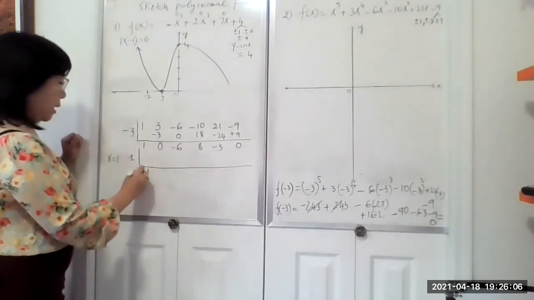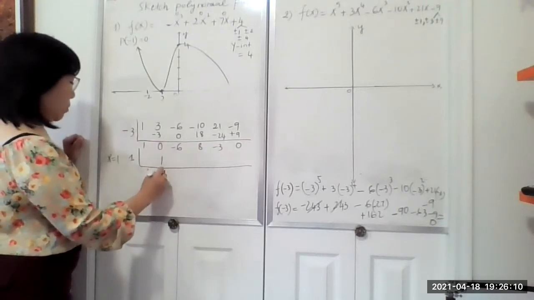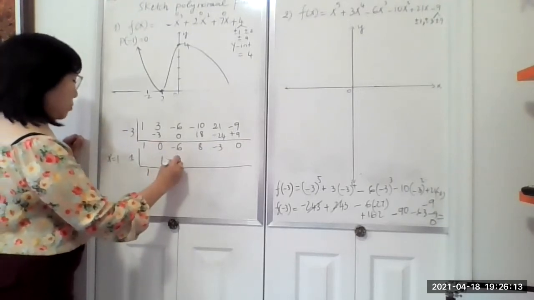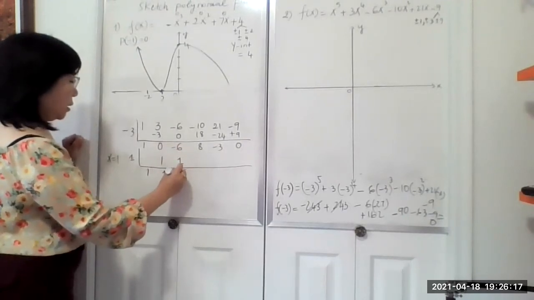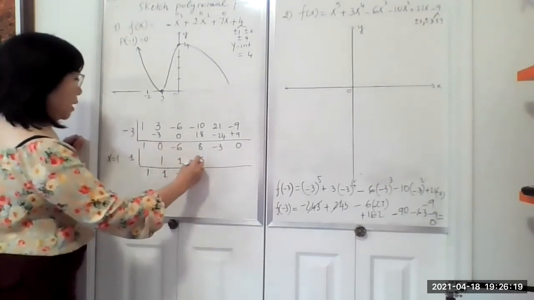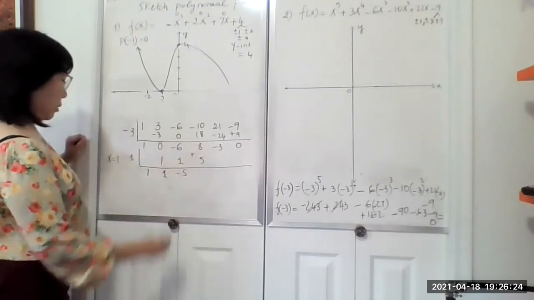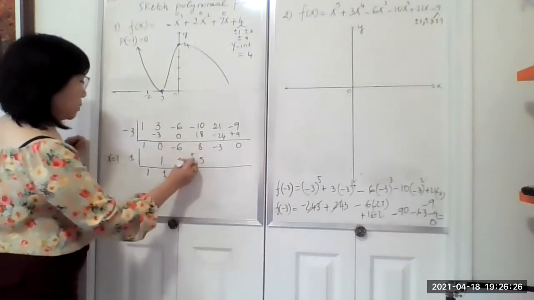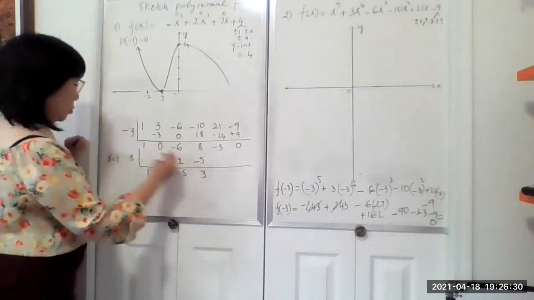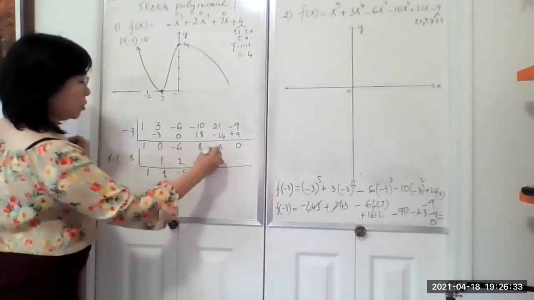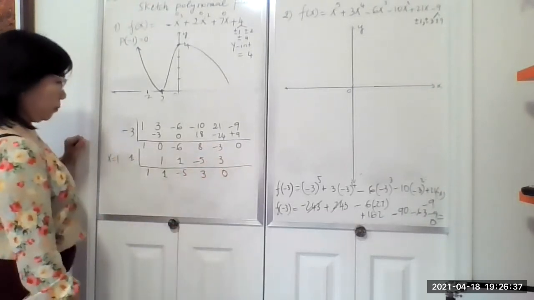Now 1, going to bring it down. 1 times 1 is 1. 0 plus 1 is 1. 1 times 1 is 1. -6 plus 1 is -5. -5 times 1 is -5. 5 plus... sorry, -5 times 1 is -5. -5 plus... is -3... 3 times 1 is positive 3. So negative 3 and positive 3 is 0.